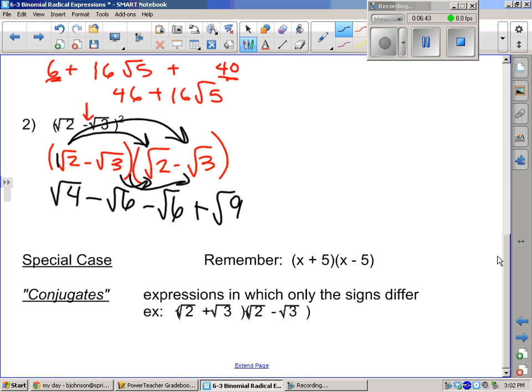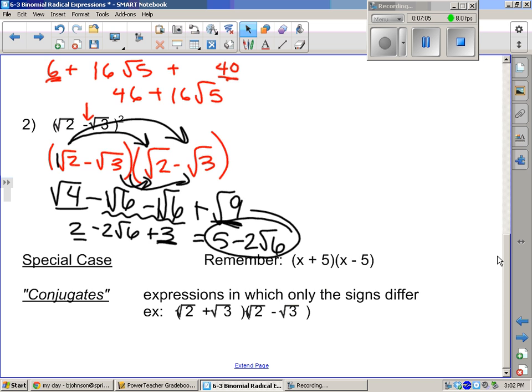And then we can do some simplifying. Square root of 4, we know that's 2. I can put these two like terms together. This is a negative 1 and a negative 1, so negative 2 root 6. I can also simplify this, that's a 3, and now we have like terms here and here. So the final answer will be 5 minus 2 root 6.